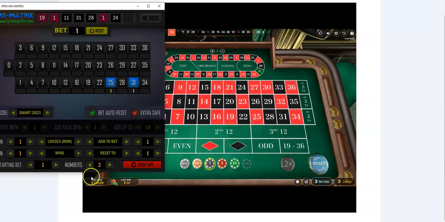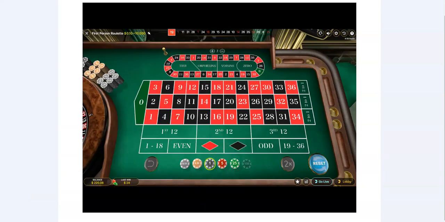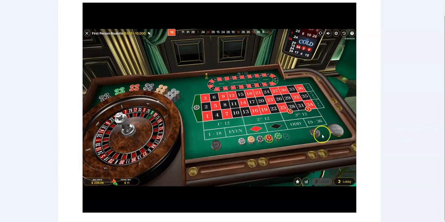Now, here's the difference. Okay, let's start the clock again. I'm going to use $5 chips. Just showing you. So we're at 220. I just need to get to 230, right? All right, so here's my first bet. I'm going to put 1 here, according to this it's 25 and 31. 1 here, and 1 here. There we go.